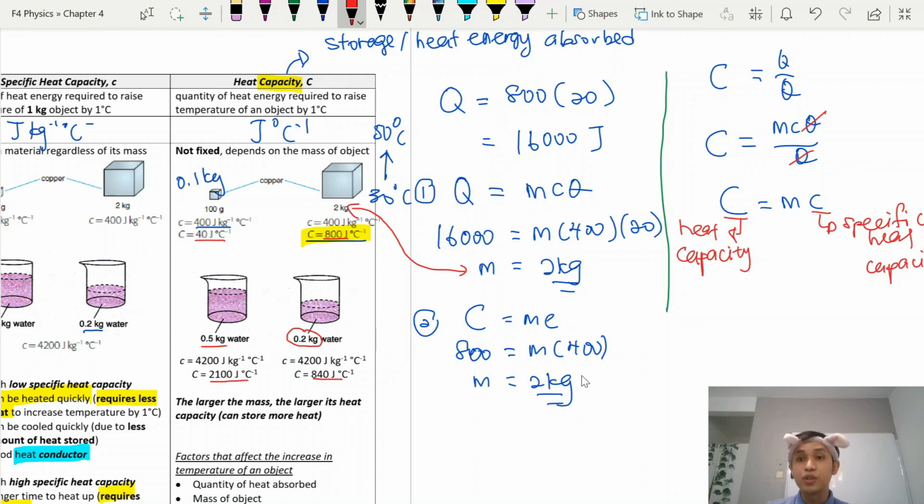A very short video, to roughly help you understand heat capacity and specific heat capacity.